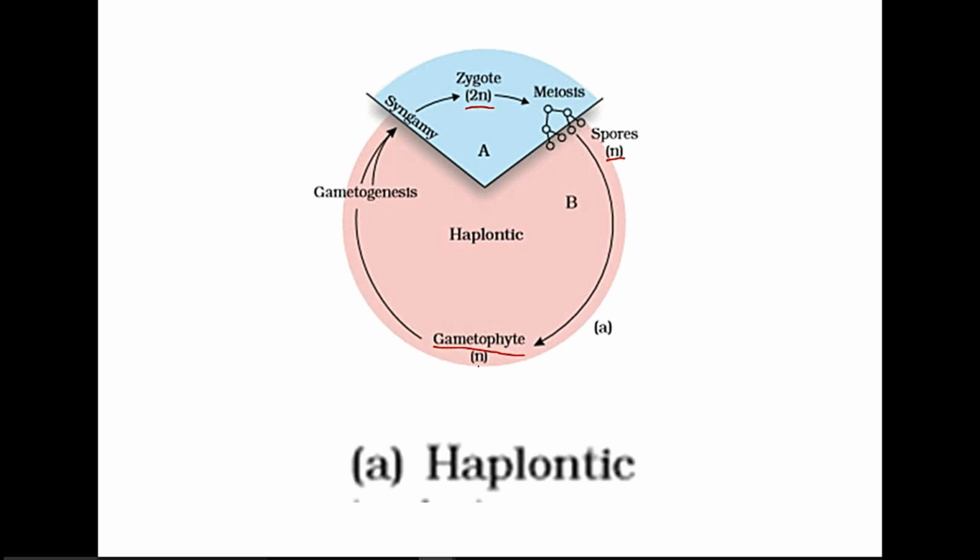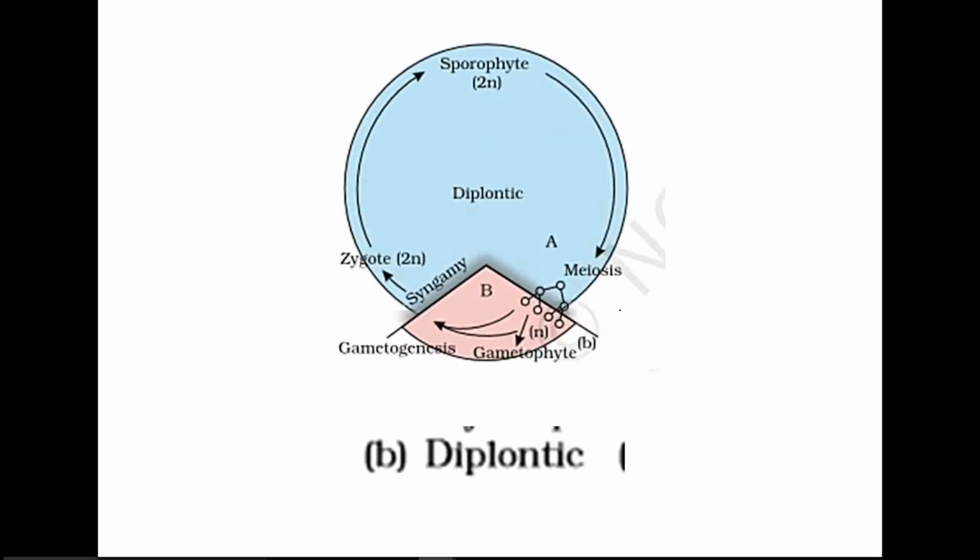The gametophyte is haploid too, and the dominant photosynthetic phase in such plants is a free living gametophyte. So this gametophyte is the dominant photosynthetic phase, and this kind of life cycle is haplontic, and examples for this are Volvox, Spirogyra and some species of Chlamydomonas. And next comes the diplontic life cycle.